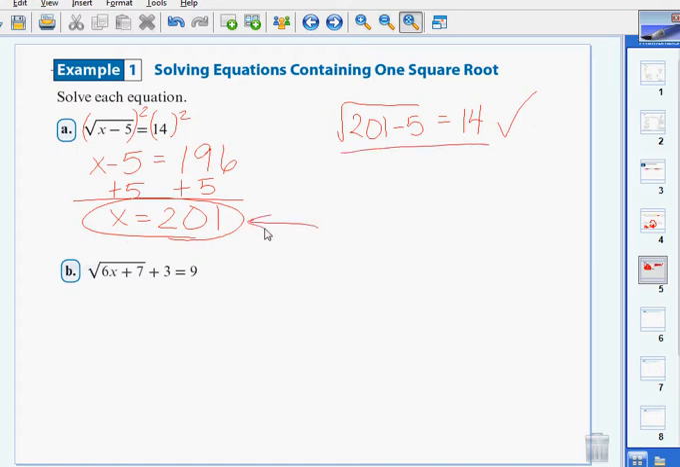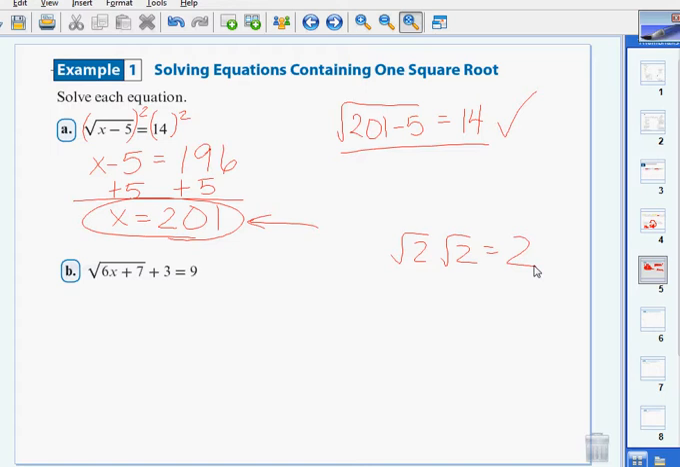Let's try this one. Yes, Kaylee. On part A, the parentheses and the square root, it takes away the square root? It does. Anytime you square something, think about the square root of 2 times the square root of 2. That equals 2. So it's that principle that allows us to eliminate the radical. Very good question.